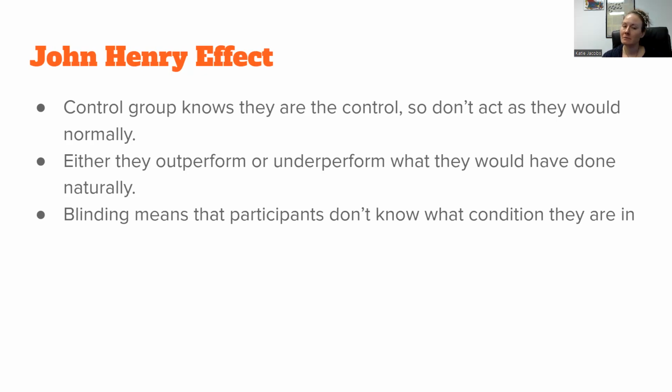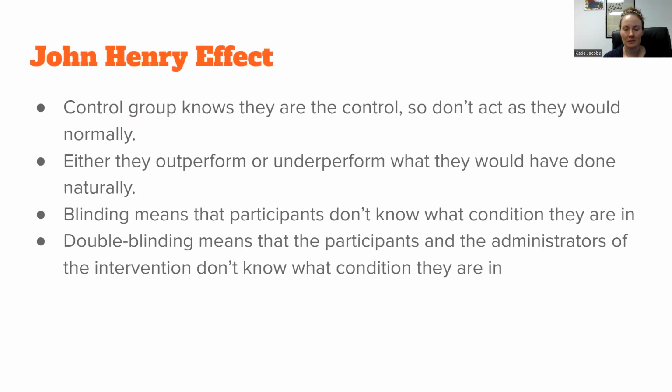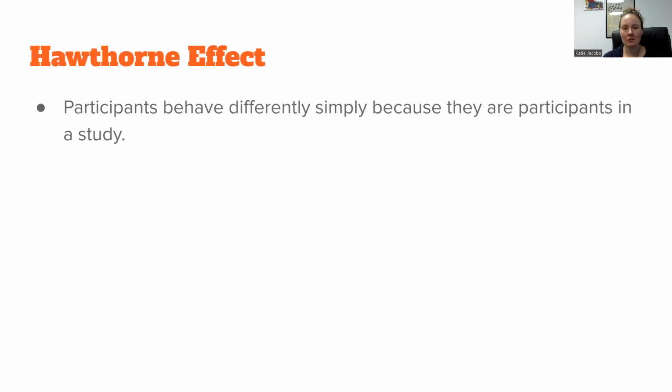Again, blinding or masking means that participants don't know what condition they are in, and double masking is actually ideal, where not only the participants don't know, but the research assistants or the people providing the treatment don't know either. So again, double masking or blinding means that the participants and administrators of the intervention don't know what condition they're in. Hawthorne effect, then: participants behave differently simply because they're participants in a study.